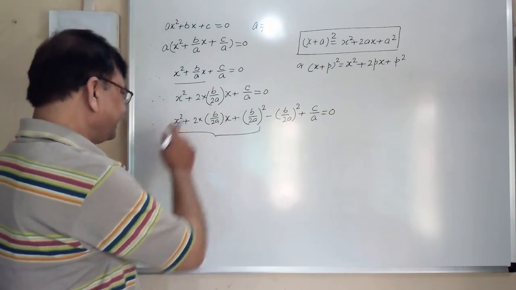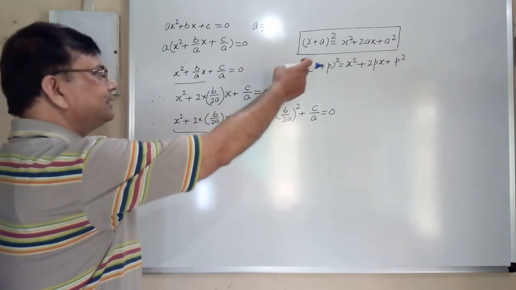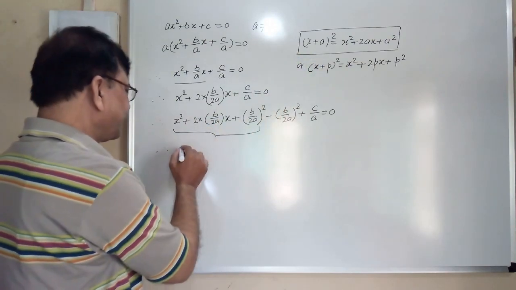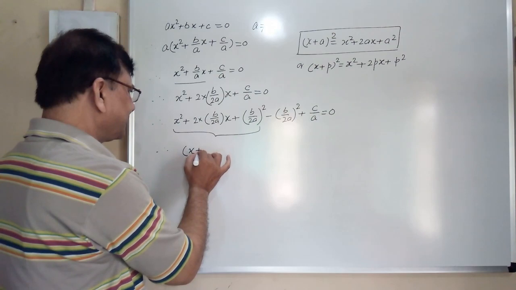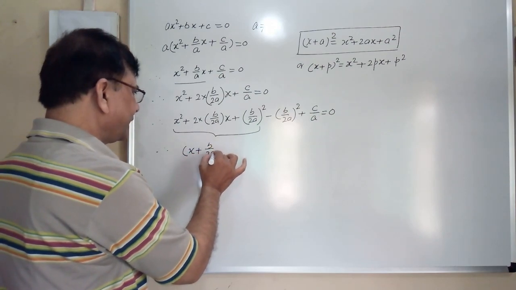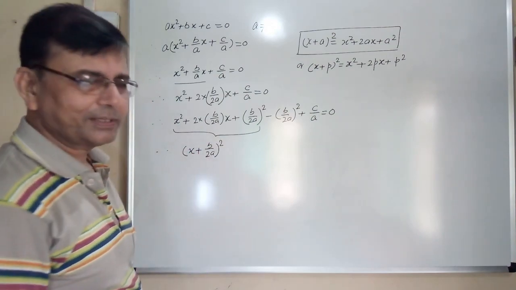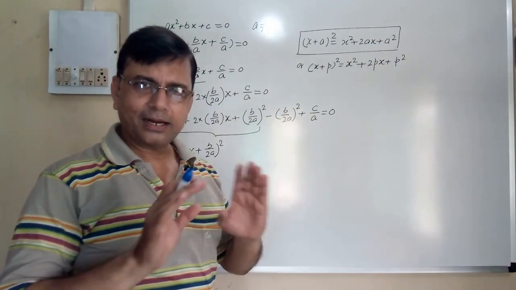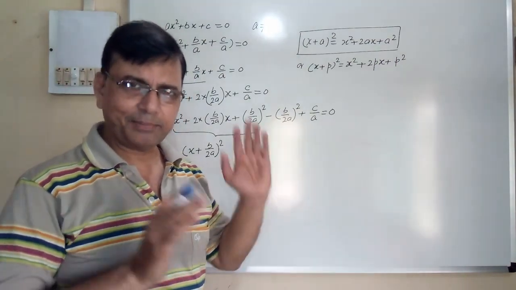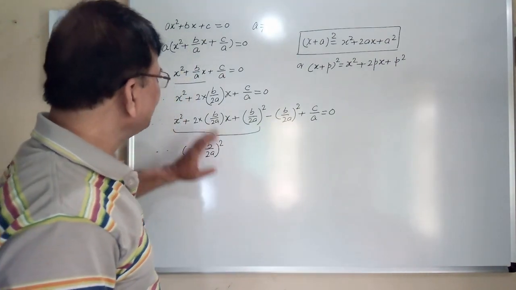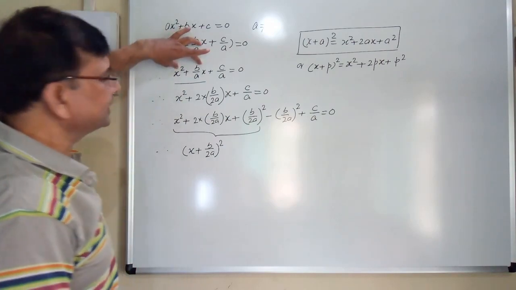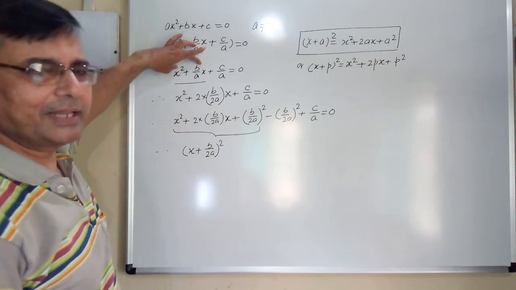So this can be written, in the case of x plus p whole square, as x plus b upon 2a whole square. Is it clear? Understood? I'll repeat. We have to make this quantity a perfect square, which means something will have to be done.